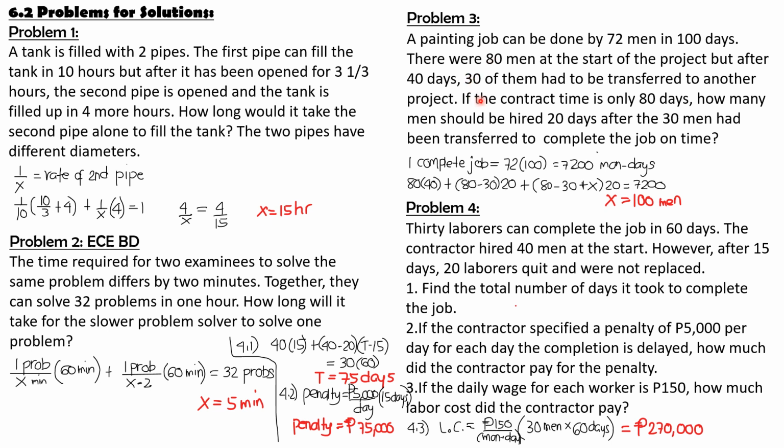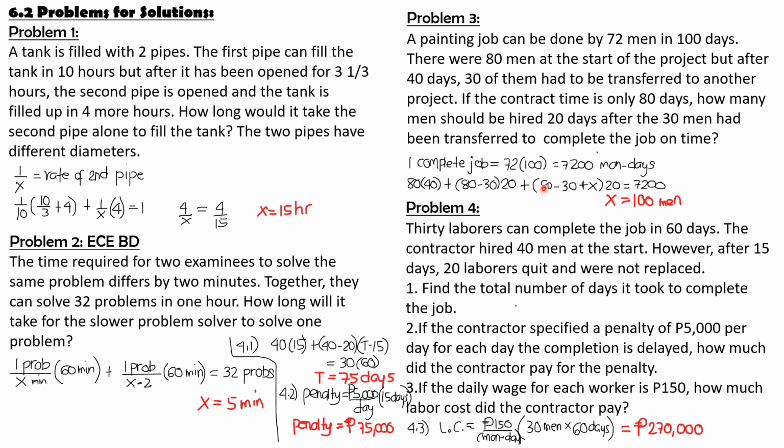So if the contract time is only 80 days, how many men should be hired 20 days after the 30 men had been transferred to complete the job on time. So this remaining 50, 80 minus 30, also work for 20 days. So 80 minus 30 times 20. And after that, the contractor hired x men.